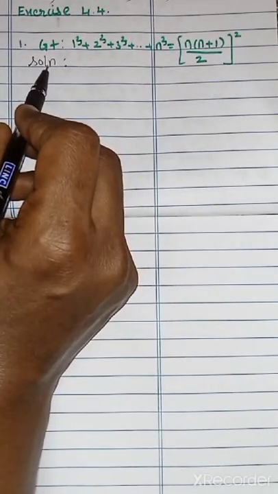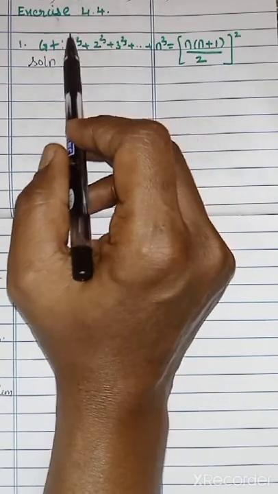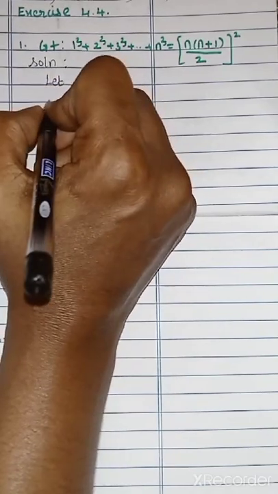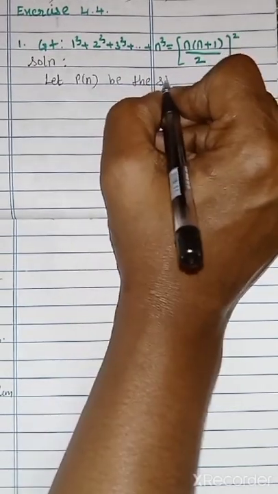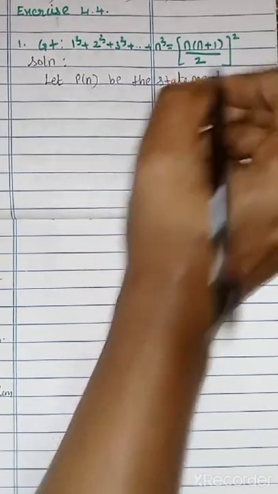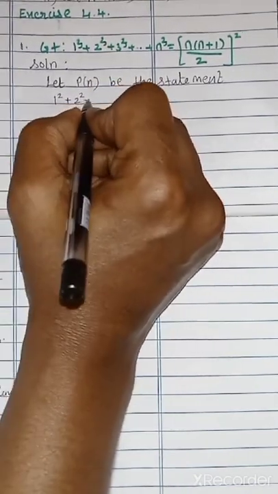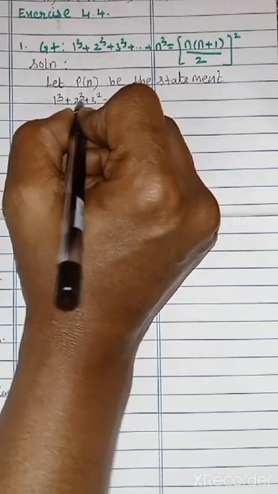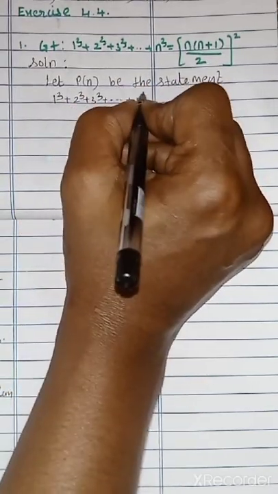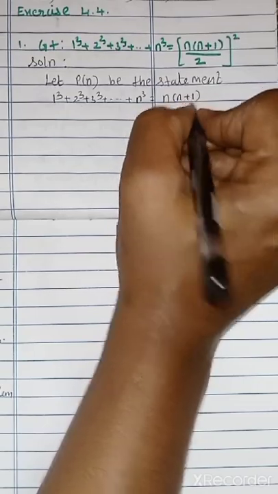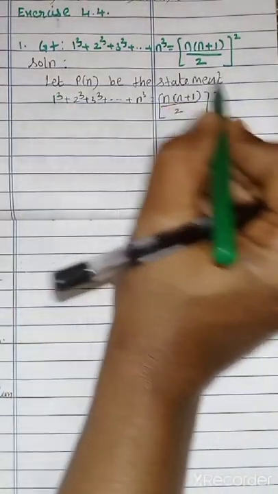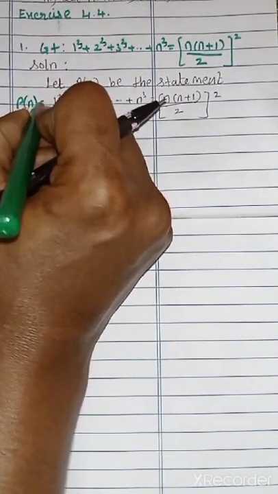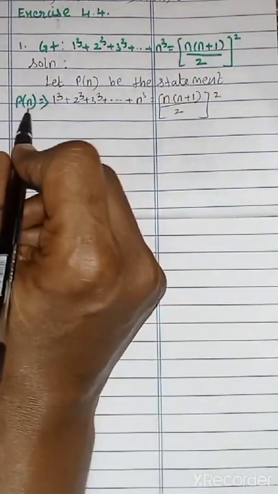Solution. What is step one? Whatever the equation is given, we have to denote it by P of n. So let P of n be the statement: 1 cube, 2 cube, 3 cube, etc. up to n cube equal to n into n plus 1 by 2 the whole square. This whole statement we are denoting as P of n. Okay, this is your first step.